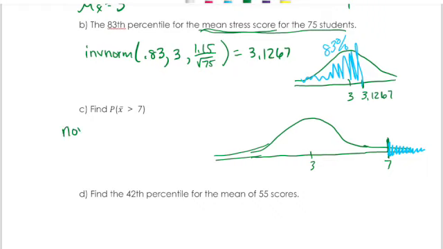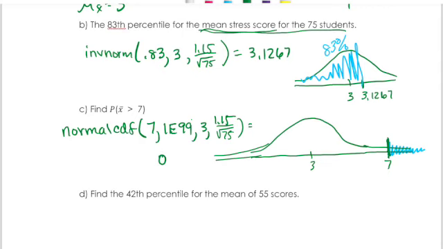So we're going to use normal CDF. We want to do our lower limit is 7. Our upper limit is 1E99. Our mean is going to be 3. And our standard deviation is 1.15 over the square root of 75. Yeah, it comes out on the calculator to 0.